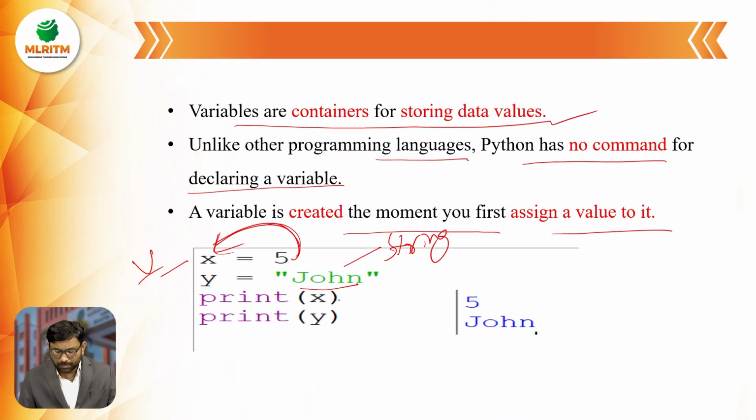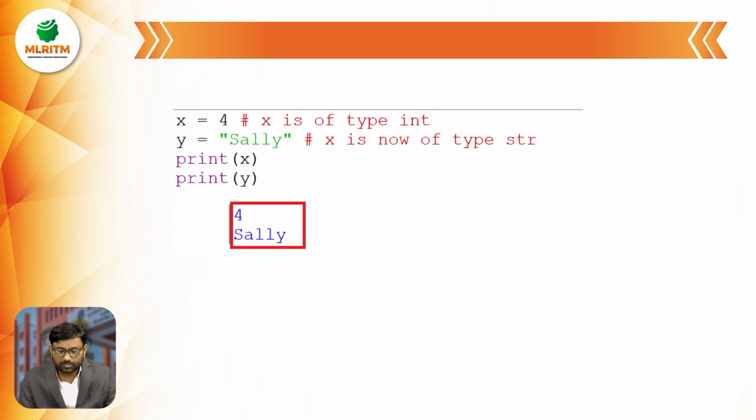Here if you give the output print x, print y, then for print x we are getting 5, and for print y we are getting John. This is the simple example. Here if you see x equal to 4, y equal to Sally, print x, print y. Here we are getting 4 for print x, and Sally for print y.